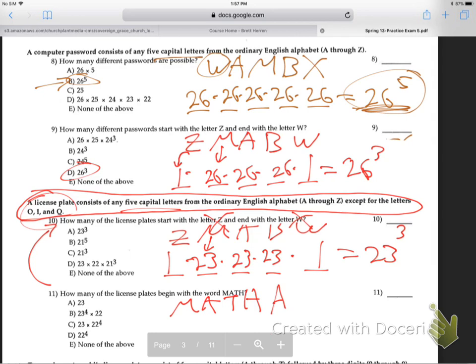So I made a license plate fitting what they said. Starts with math. But it had to have 5 letters. And it could not use O, I, or Q. I could not have done math Q or math I or math O because they said no. That still applies, right? That's instructions above 10 and 11. Those apply to 10 and 11.